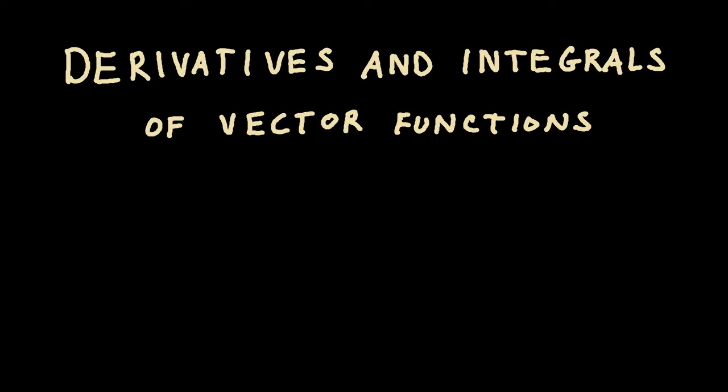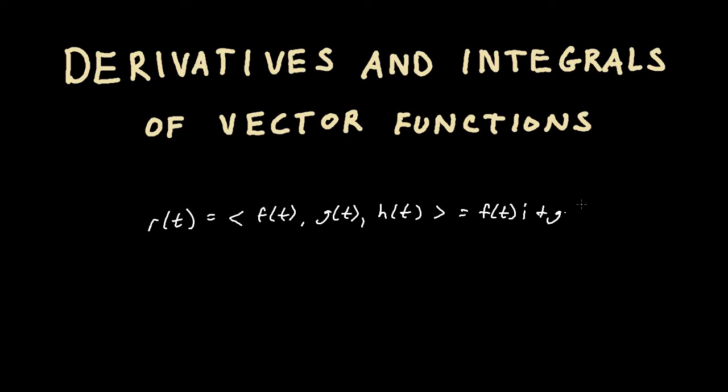So let's take a look at derivatives and integrals of vector functions. Let's say we have the vector function r of t, and that is equal to, in component form, f of t, comma g of t, comma h of t. And this can also be written as f of t times i, the unit vector, plus g of t times j, plus h of t times k, in that unit vector form.